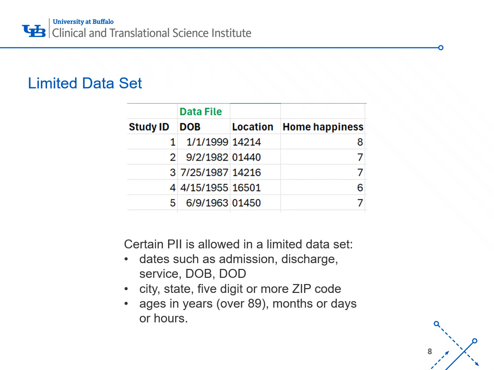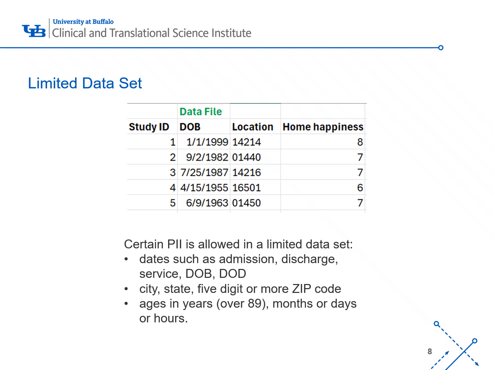The final data set to describe is called a limited data set, where certain types of personally identifiable information are allowed to be stored with the rest of the data. We often see limited data sets described when perhaps data is being exchanged between universities or institutions, and data is being obtained in that way and stored at the local UB site. Again, only specific types of identifiable information would be considered allowable to keep with the rest of the data.